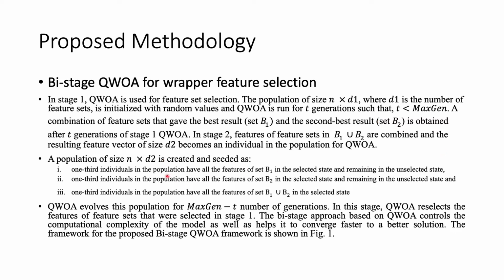In the next stage, the population size will be 20 cross d2, where d2 is the dimensionality of the features that we obtain by combining the b1 and b2 feature sets. Here, instead of randomly initializing the population, we initialize it using the following method, and we evolve this population for maximum generation minus t. So if we consider maximum generation to be 100, we evolve it for 100 minus t generations.